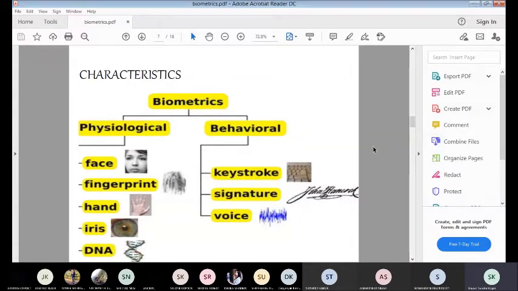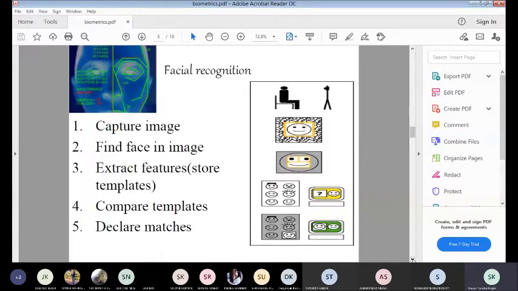If it matches, then the phone will open, right? Basically there are two types of biometrics: physiological and behavioral. Physiological is physical, as we use face, fingerprint, hand, iris or DNA. For these we will be using as per the application. And for behavioral biometrics, we use keystroke, signature, voice recognition and so on. These depend on our behavior, which we have discussed in detail.